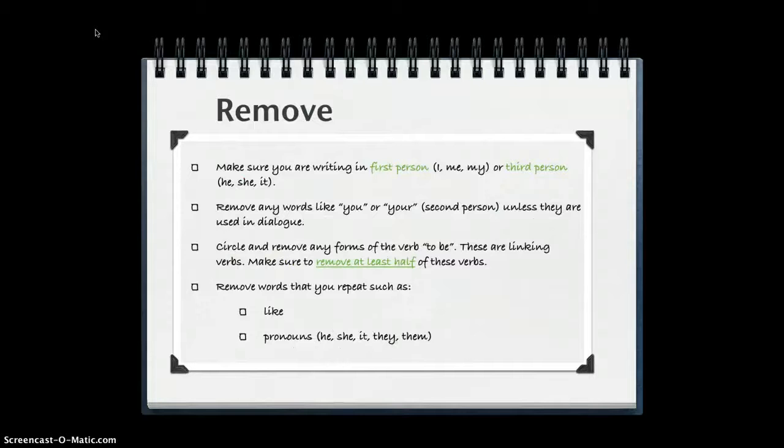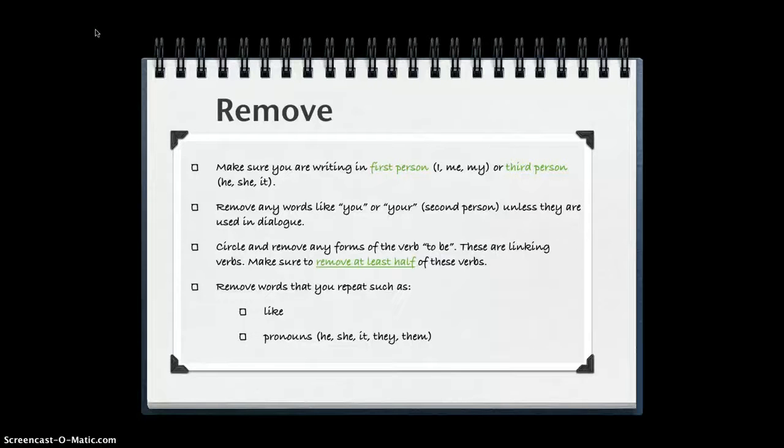The next step in revising your paper is to remove. Make sure you're writing in first person using pronouns I, me, and my, or you may write your paper in third person and use pronouns such as he, she, it. You do not want to use any words like you or your because those are second person, unless you're using those in dialogue. If you're using those in dialogue, then that will be fine. Otherwise, you should use first or third person only.